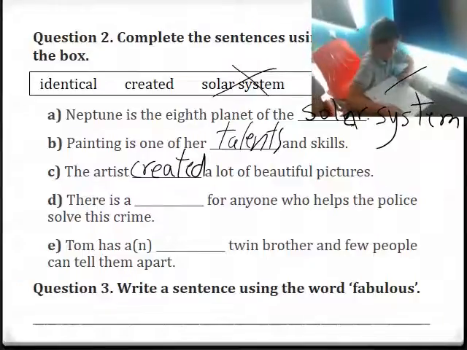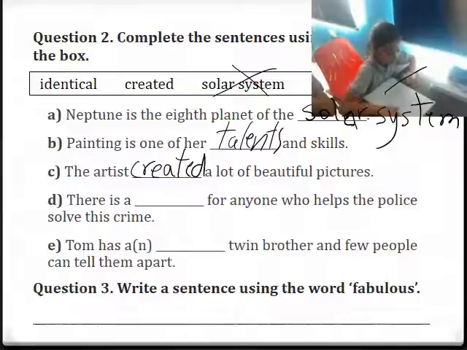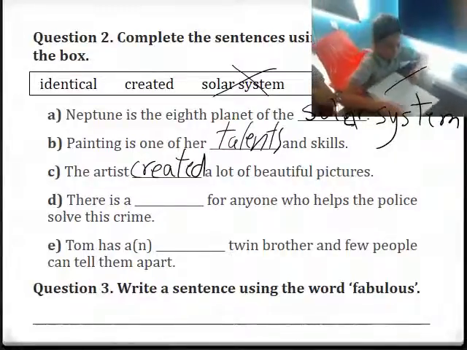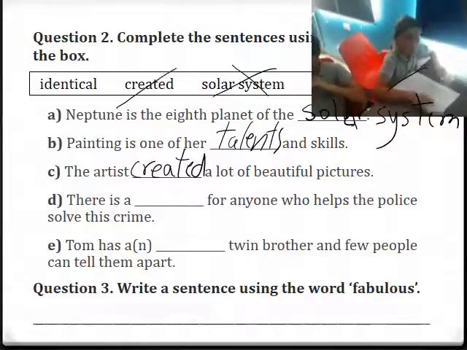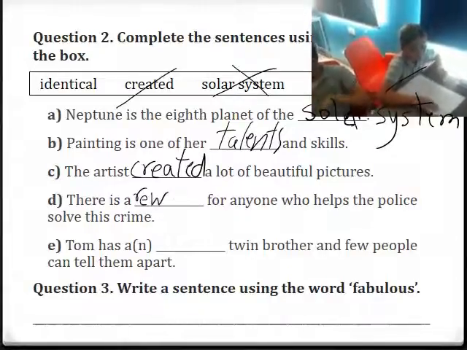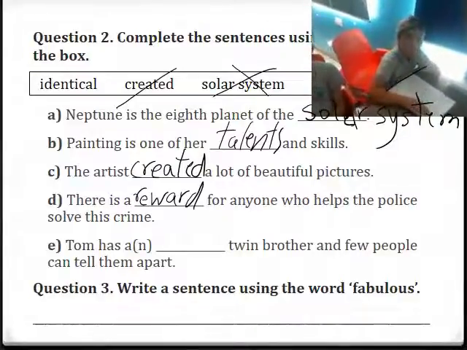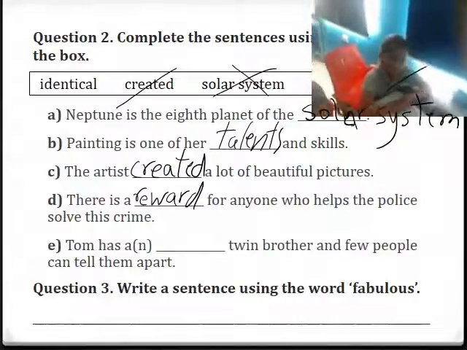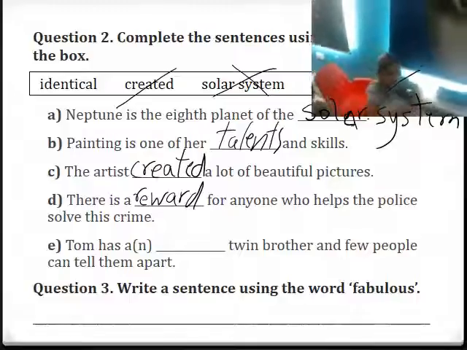There is a reward for anyone who helps the police solve this crime. There's a what? Reward. A reward. Very good. What's the meaning of reward? That means they give them a present or something. Yes. It's like a prize or something that you get in return for your work or for something good you do. Okay?